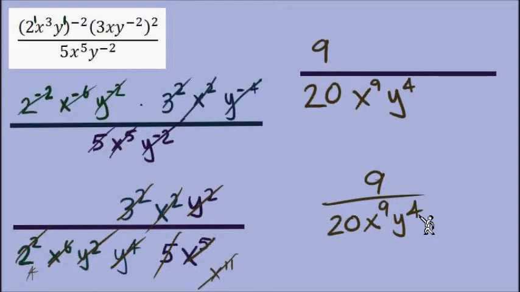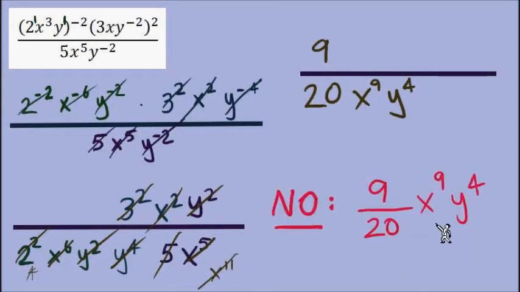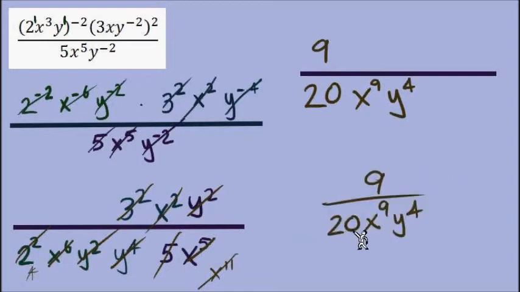I need to clarify something. This would not be right if you're thinking 9 over 20 times x to the 9th y to the 4th. To have it out here on the side is really saying that it's in the numerator, and that's not what we want to say for this problem. So this is an answer that should be avoided, and this is an answer that we like.